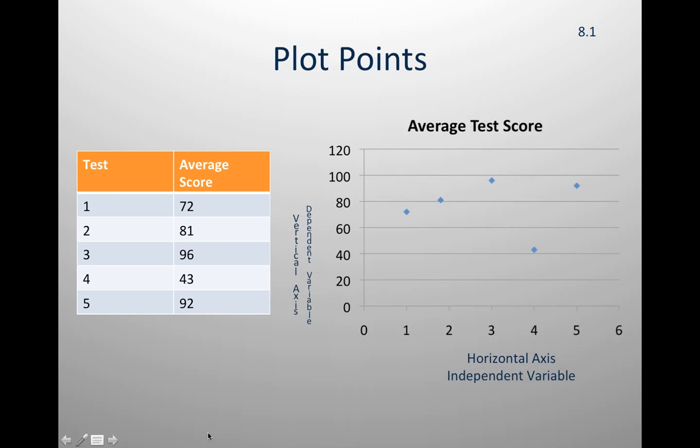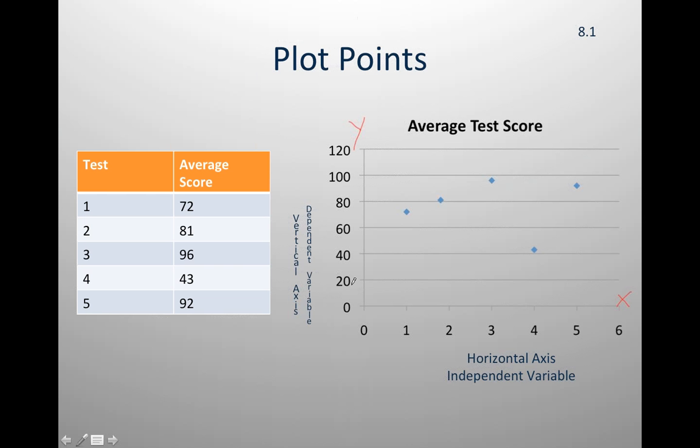Now here we have a graph of test and average points. The test numbers 1, 2, 3, 4, 5 are independent variables. Those are your x values, and your average scores are your y values, or your dependent variables. We can also see that by the fact that the average scores are on our y-axis, and our test numbers are on our x-axis.